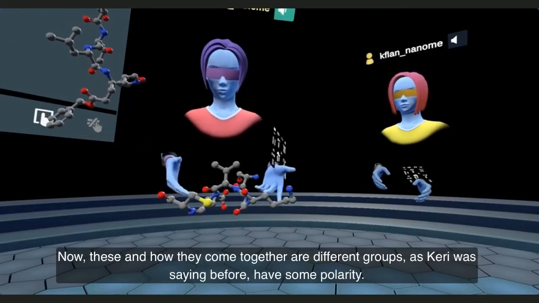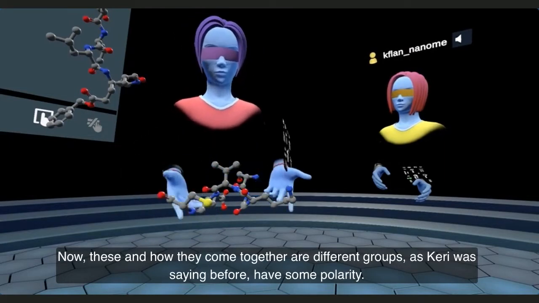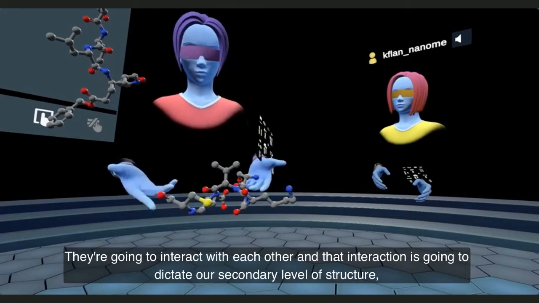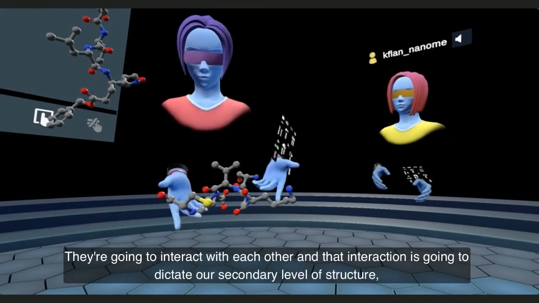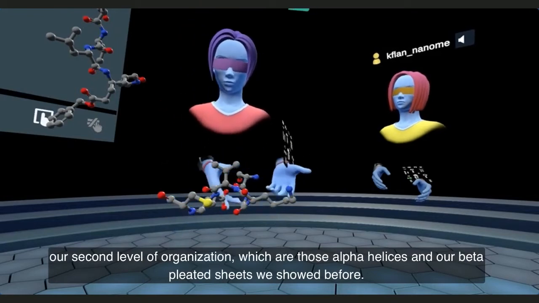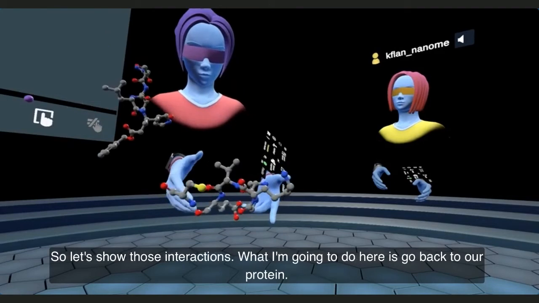Now, these and how they come together are different groups, as Carrie was saying before, have some polarity. They're going to interact with each other. That interaction is going to dictate our secondary level of structure, our second level of organization, which are those alpha helices and our beta pleated sheets we showed before. So let's show those interactions.